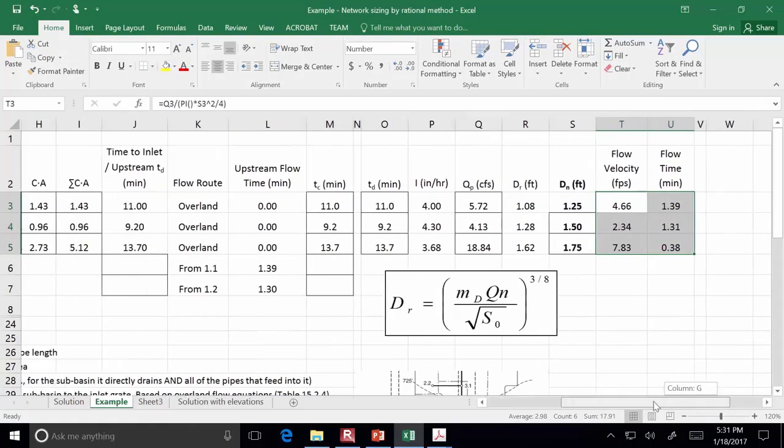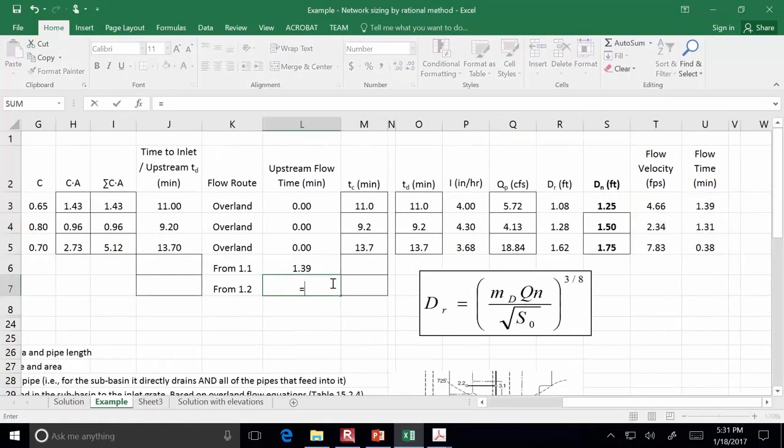All right, and I'm going to enter in this. 1.31 was the delay time from when the water enters pipe B to when it gets to the end of pipe B. Now this time to inlet is from 1.1, it is 11 minutes and 9.2 minutes, because that's how long it was of the overland flow.